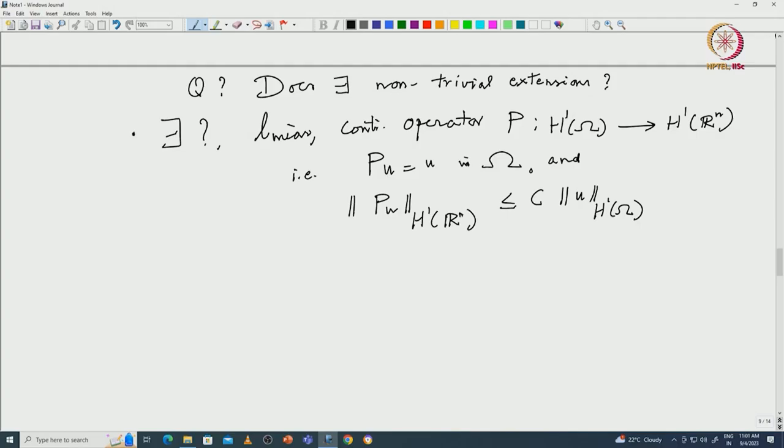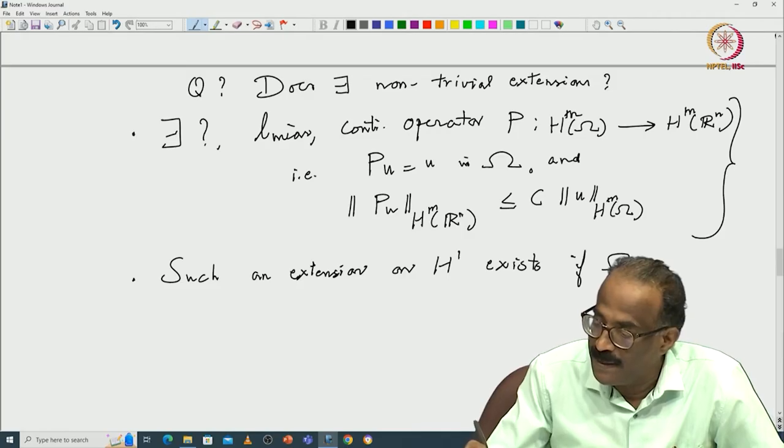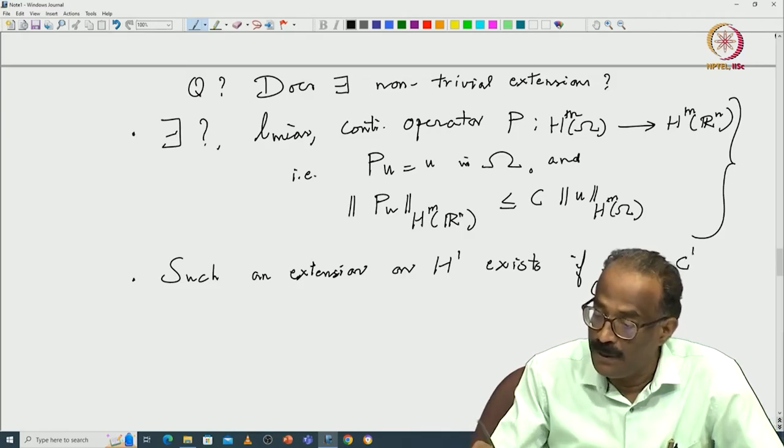But you will see much more than that. You can apply it to any H m if you want. So, whenever you have that, you have this thing. This is very, very important. So, such an extension theorem. The results are there, such an extension exists, on the case of say H 1, if omega is C 1. This is a regularity condition on the domain.